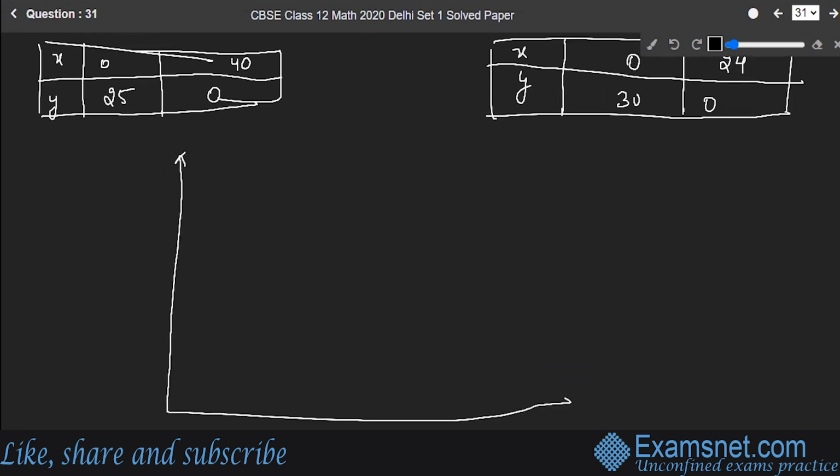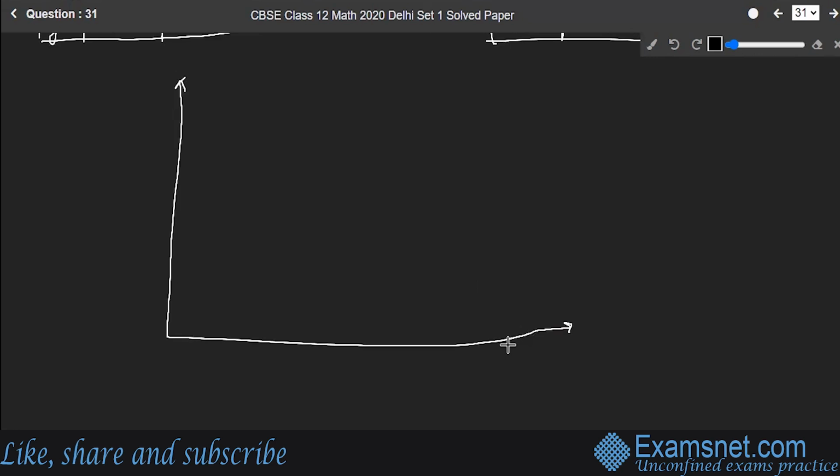Here is the graph. Okay, so it's a bit like this. Fine. Let's make it, this is 10, 20, 30, 40. It's not the appropriate scale, I know that. This is 50 and 60. Similarly, in this one, this is 10, 20, 30, 40.